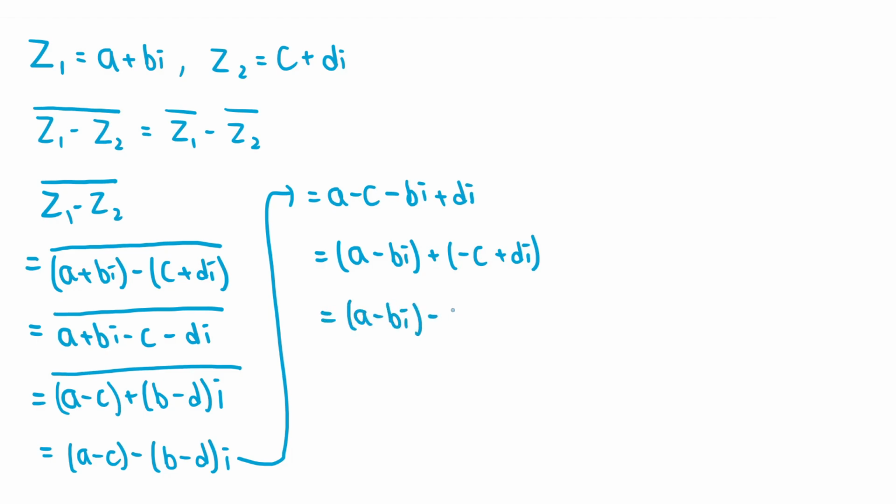bi minus c minus di, and this is the form that we want, since a minus bi is just the conjugate of z1 and c minus di is just the conjugate of z2, so this is equal to z1 conjugate minus z2 conjugate, which means we have confirmed that z1 minus z2 conjugate is just equal to z1 conjugate minus z2 conjugate.